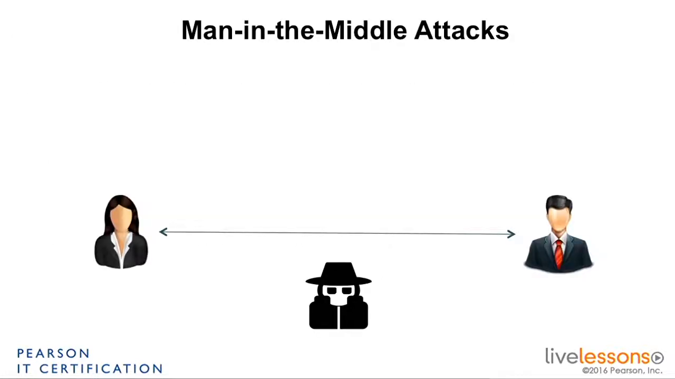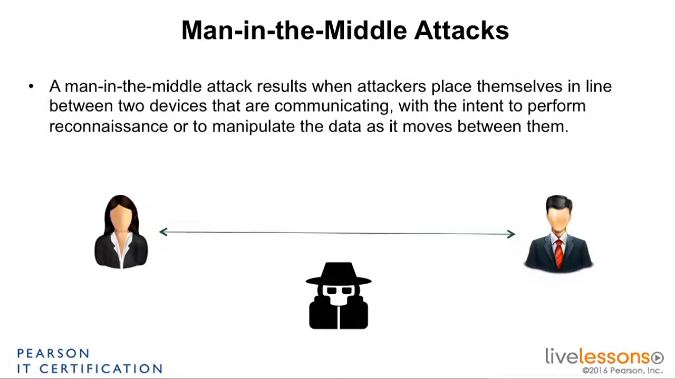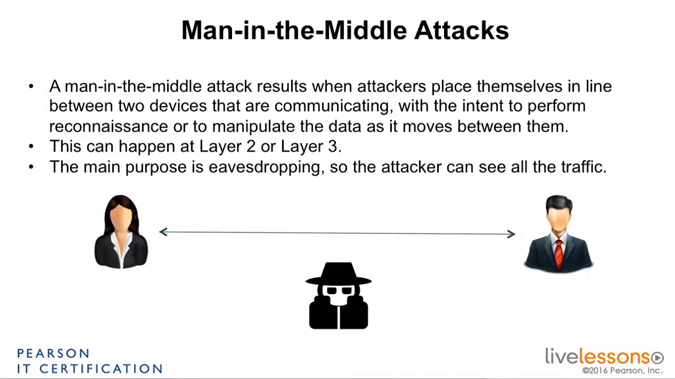Another example of an attack is a man-in-the-middle attack, and we covered this earlier in the previous lesson. This is whenever an attacker places themselves in line between two devices or two users that are communicating and steals that information. And again, one of the things we want to highlight is that this can happen at layer 2 or at layer 3. The main purpose, of course, is to steal information, eavesdrop on the conversation, and for the attacker to see all the traffic.